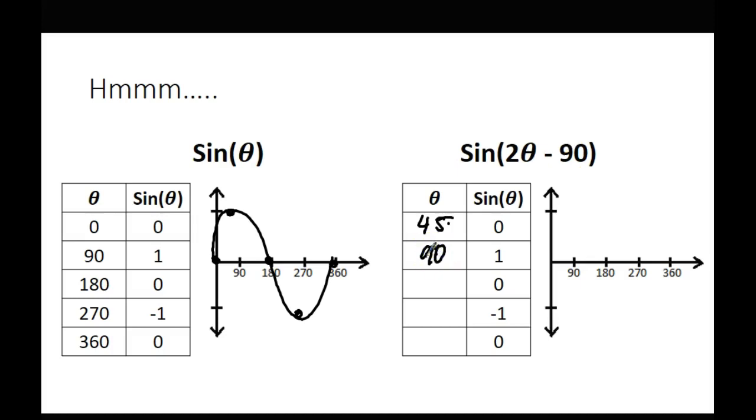How about the next one? 135? I think you're right. How did you do that? I added 45 with 90 because it's a pattern. Nice job. That's one way to do it.